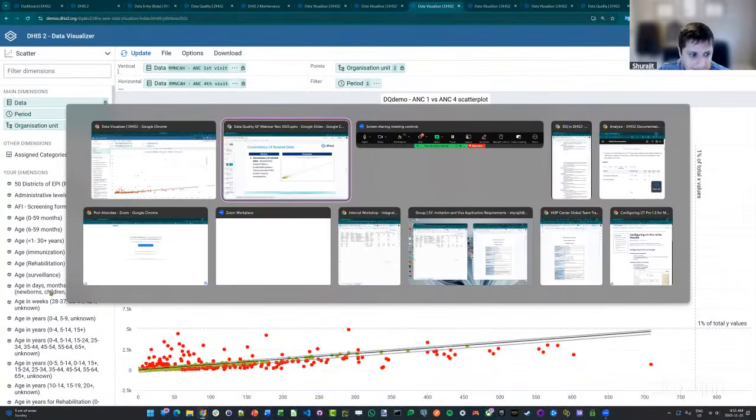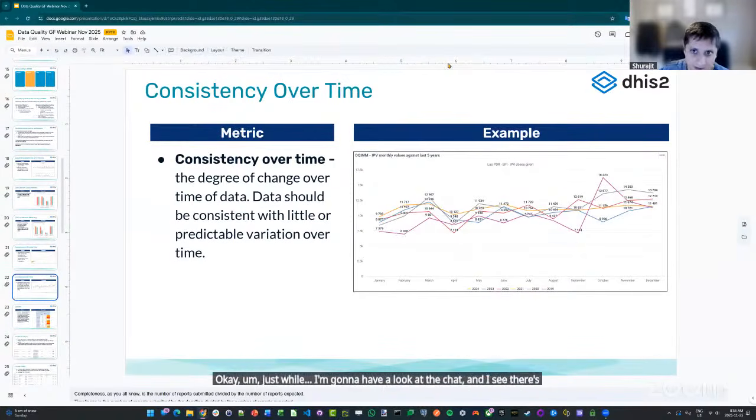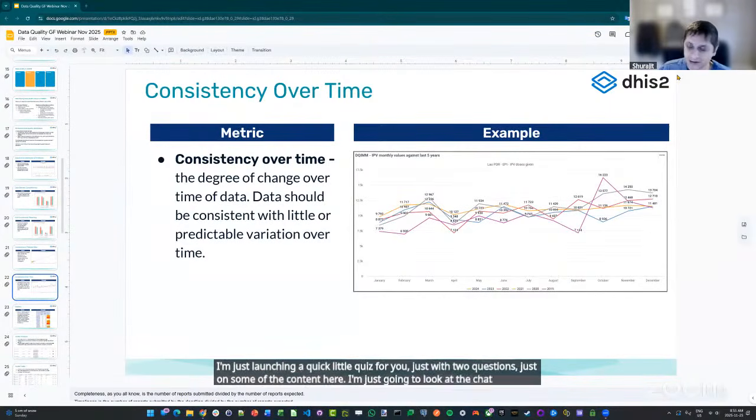Okay, just while I have a look at the chat, I see there's some activity there. Just to make sure you're all paying attention, I'm launching a quick little quiz for you, with 2 questions on some of the content here. I'm going to look at the chat and see if there are any questions I should address while you're filling that out. The quiz should just pop up on your screen and you can fill that out real quick.